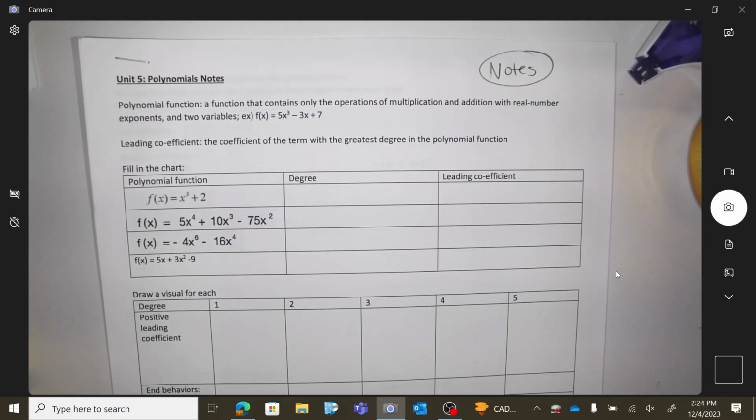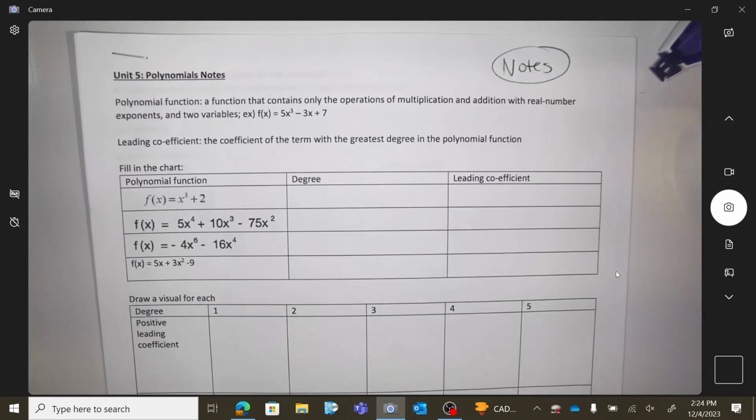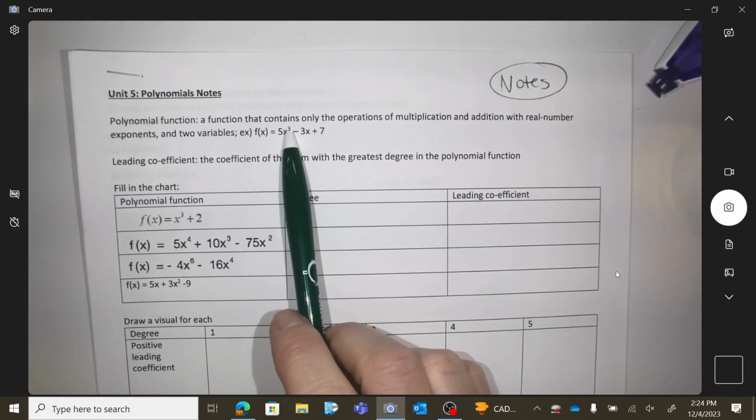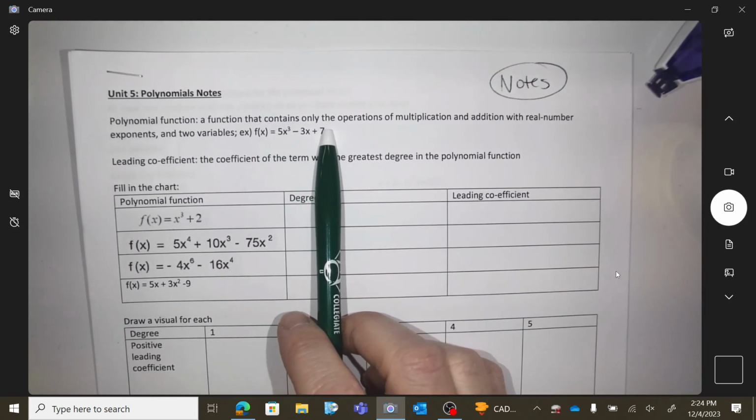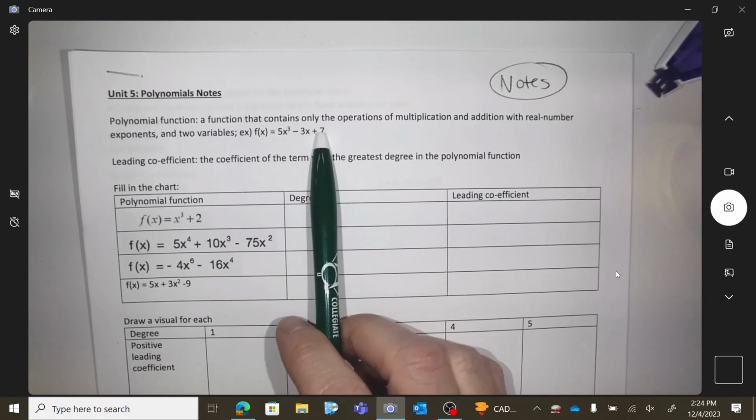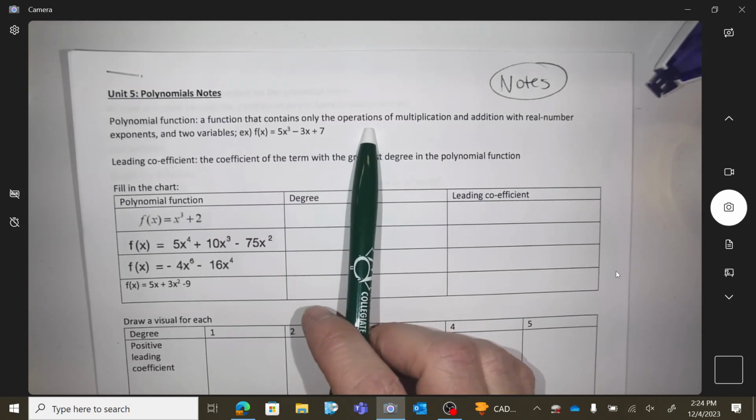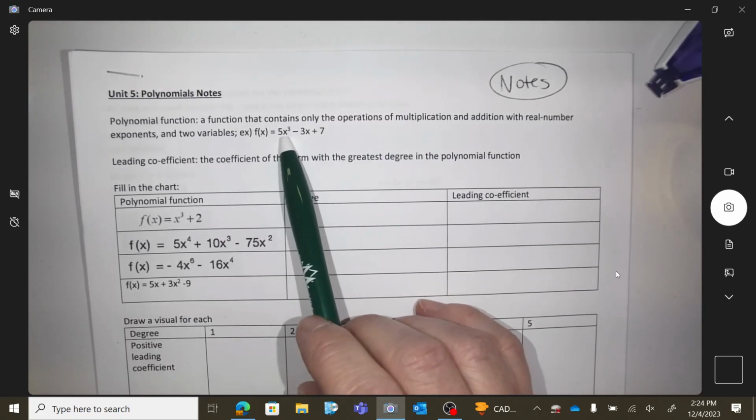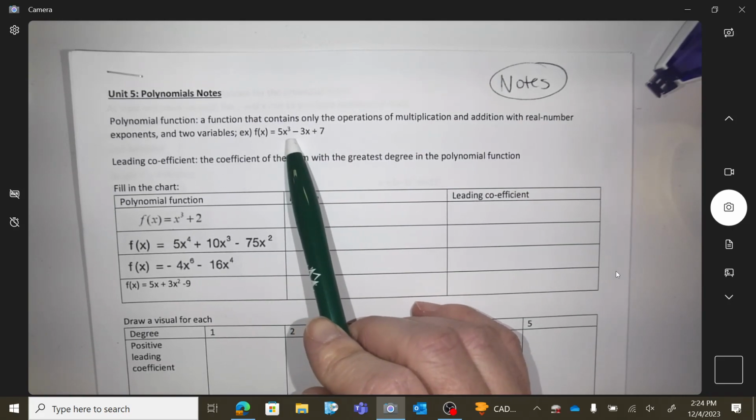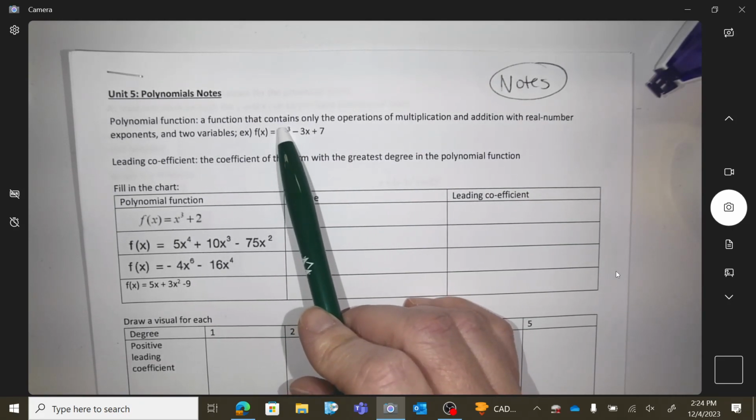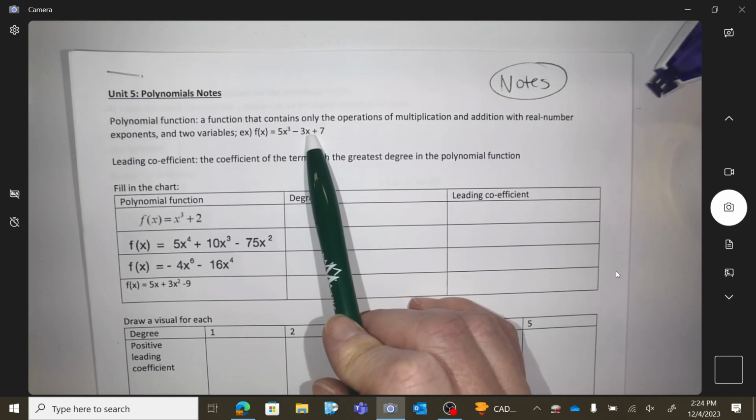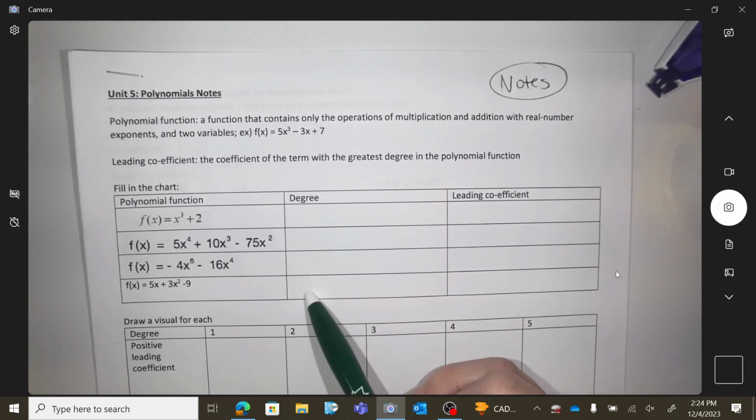Okay, polynomials. So when we are going to talk about polynomial functions, a function that separates items with adding or subtracting, and it has to be a real number exponent. So you can see here the exponent is 3, 1, 0. Those are real number exponents. So you can't have an exponent of 1/2 because that's a radical, right?